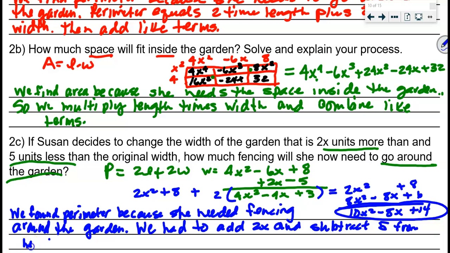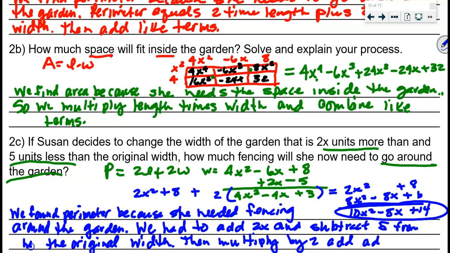Sorry about that, y'all. It's not letting me write over here. The original width, then multiply by 2 and add, and, oh boy, that should be an N, y'all. Can't write. Whoa, it's not letting me choose my eraser. There we go. And add like terms, right?